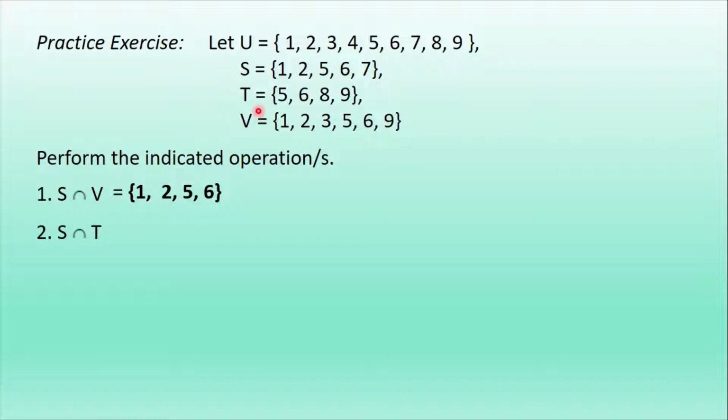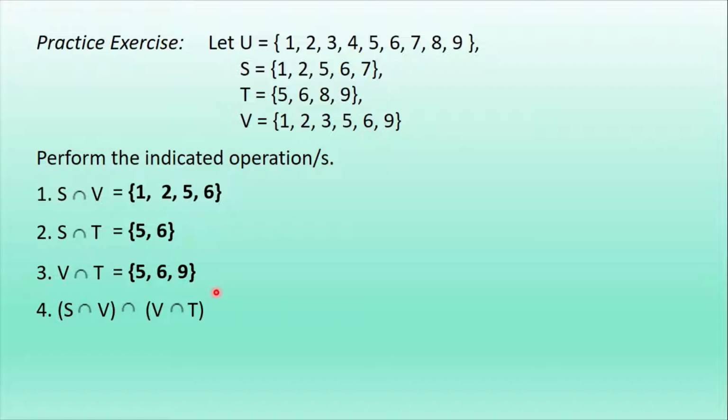Next, how about S intersection T? What are the common elements to these two sets? As we can see, the only elements common to them are 5, 6. Next, V intersection T. What are the common elements to these two sets? We have 5, we have also 6, and then 9. So since it is the common elements to both sets, you have 5, 6, 9.